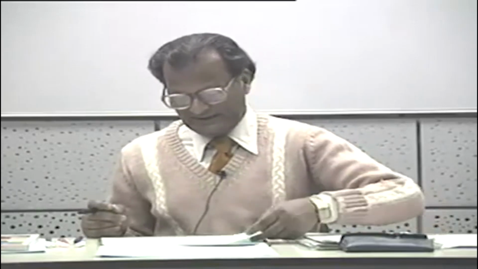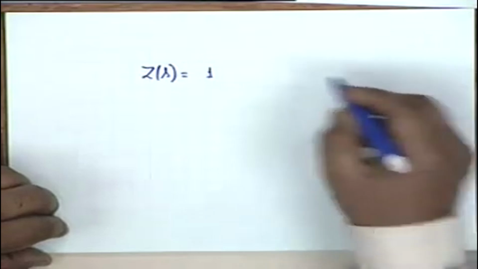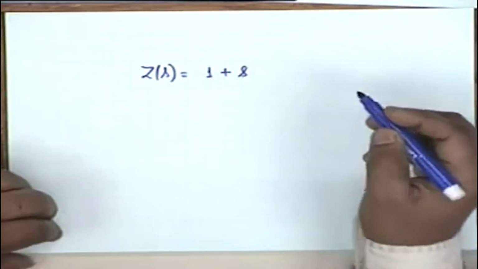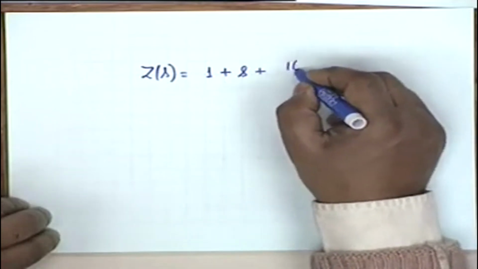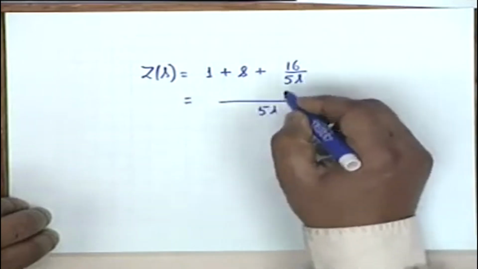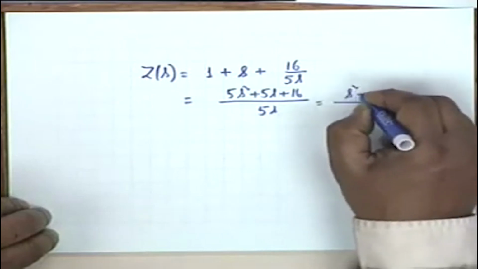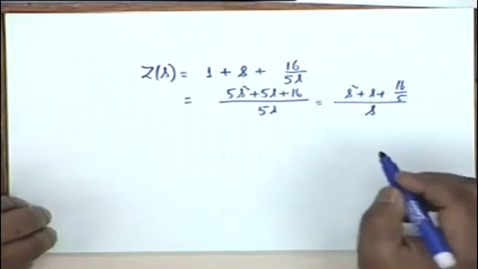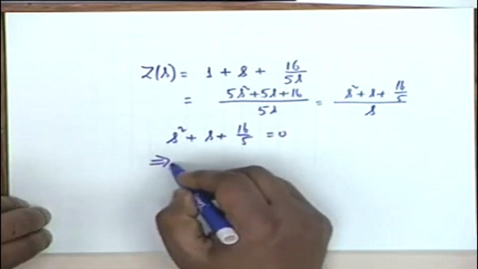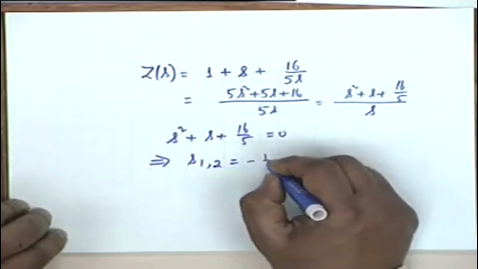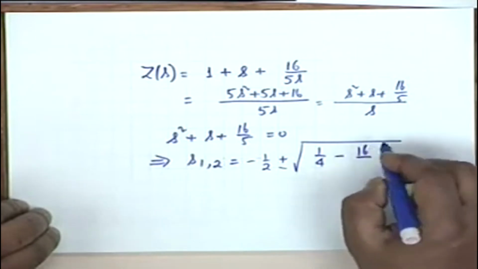So we look at the circuit and we see that Z of S, the impedance, is given by 1 ohm resistance plus SL, L is 1, plus 1 over SC, that is 16 by 5S, and therefore this is 5S squared plus 5S plus 16, which I can write as S squared plus S plus 16 by 5 divided by S. And I determine the zeros of this, that is S squared plus S plus 16 by 5 equal to 0, gives us the roots as S1,2 equal to minus half plus or minus square root of 1/4 minus 16 by 5.